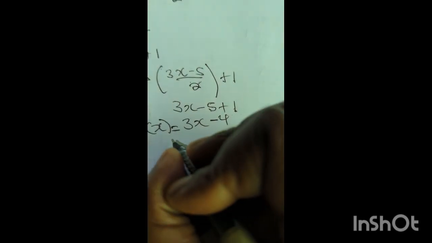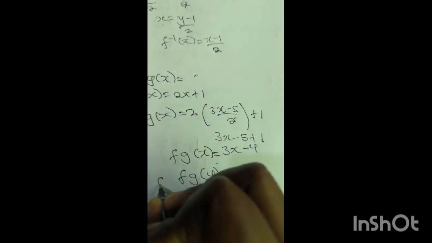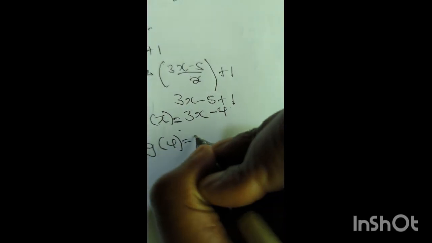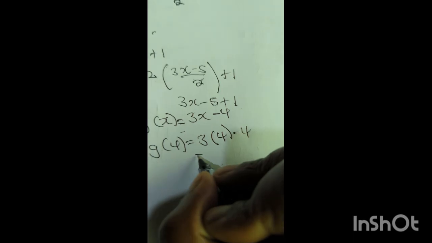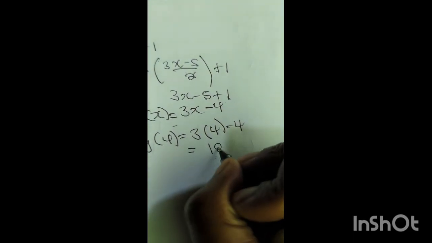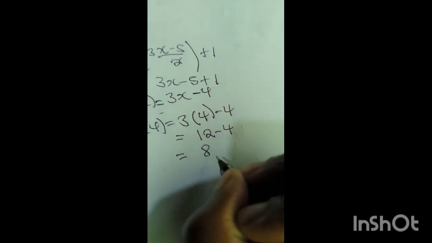Now, where there is x, what am I putting? It's fg of x. Now here they've said fg of 4. Meaning, in this function I found, where there is x, I should put 4. There, 3x minus 4, meaning it will be, so fg of 4, this is C. Fg of 4 is equal to 3, open brackets, where there is x, I'll put 4, minus 4. 3 by 4 is 12, minus 4, and then 12 minus 4 gives us 8.